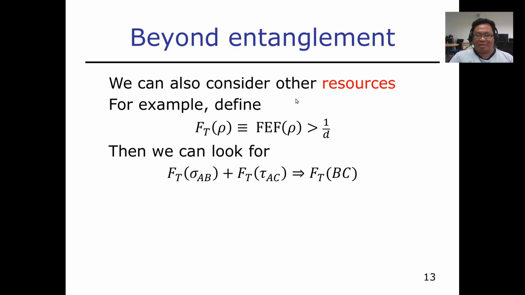Finally, we considered entanglement here, but it's clear that you can replace it with other resources. For example, if you have the fully entangled fraction of a bipartite state being bigger than 1/d, we say that it's useful for teleportation, and you can ask about transitivity for that.